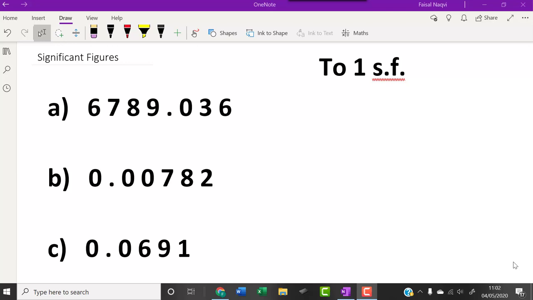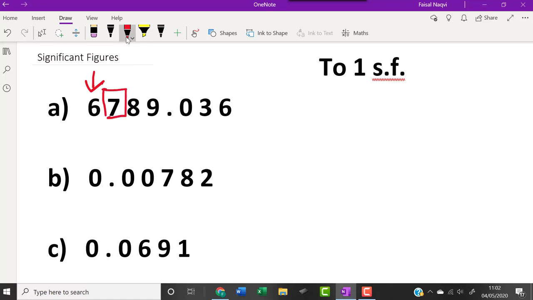For this section, we're going to be looking at rounding to one significant figure and then later to two significant figures. Firstly, we have to understand what a significant figure is. If we take a look at question A, the first significant figure is my first important number, which is my number 6. So I want to round it to my first significant figure. My deciding number is my 7.